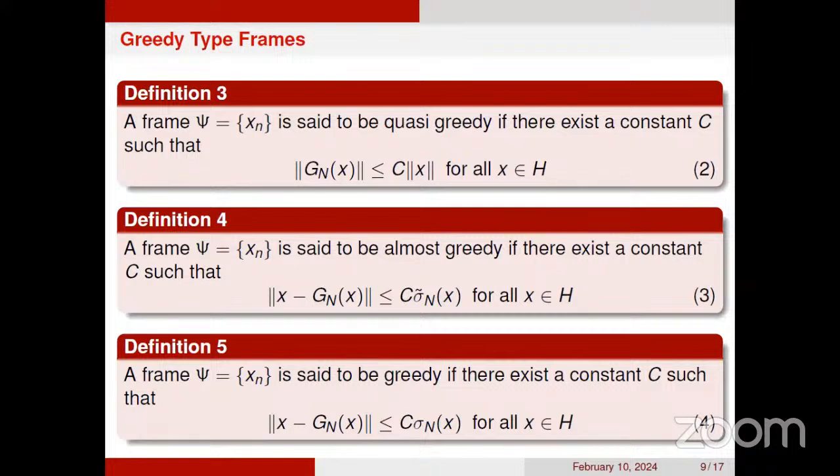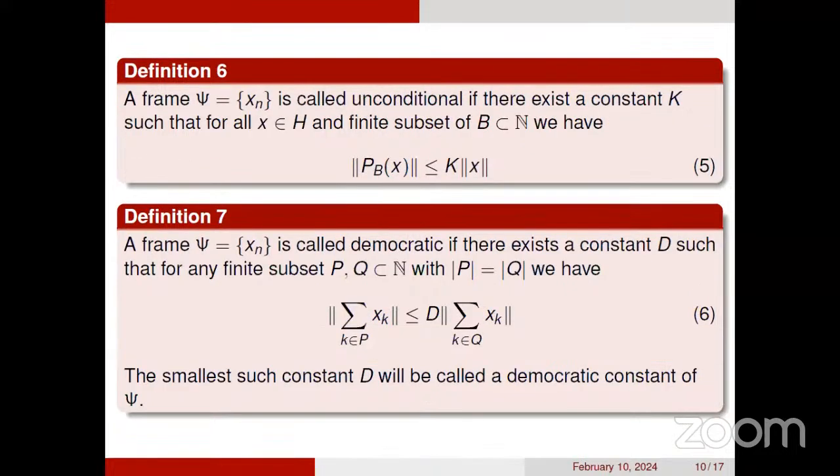And the next is the greedy frame. A frame is said to be greedy if there exists a constant C such that inequality 4 holds for all x belonging to H. And here is the definition of the unconditional frame. A frame is called unconditional if there exists a constant K such that for all x belonging to H and finite subsets B of the natural numbers, we have inequality 5, where P_B is basically the projection mapping.